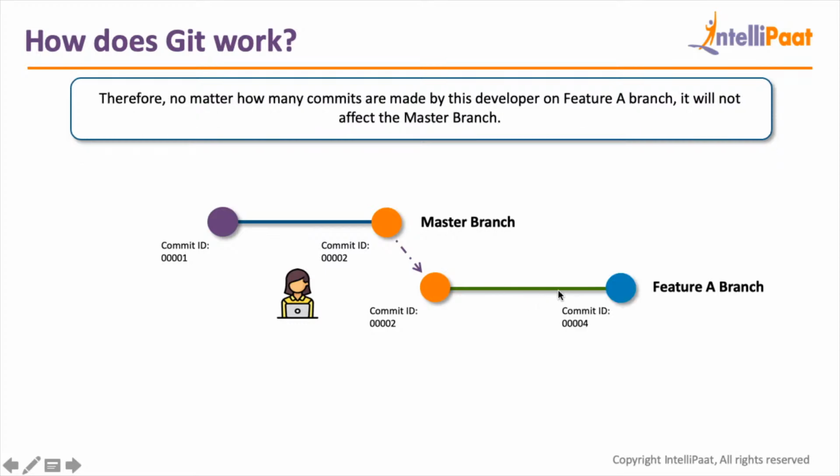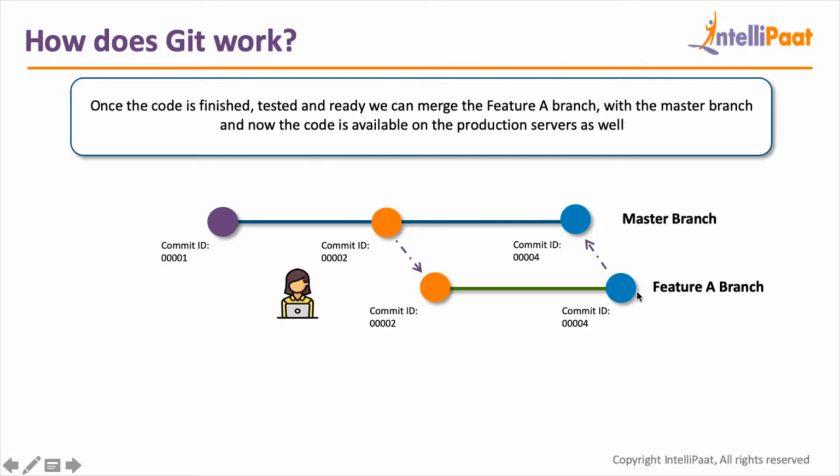Okay. So when his work is done, he commits the code into a new commit ID, which is 004. And once I review it, once everything looks good to me, I merge it with my main code, which is the master branch. So this is a very simple workflow of how collaboration works in Git.